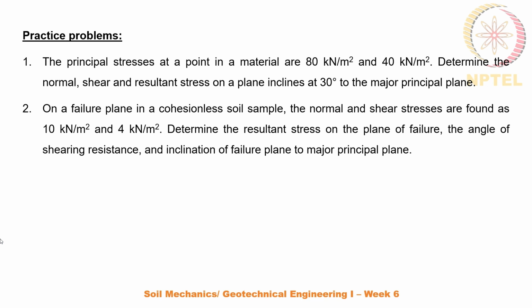Question number 2. On a failure plane in a cohesionless soil sample, the normal and shear stresses are found as 10 kilonewton per meter square and 4 kilonewton per meter square. Determine the resultant stress on the plane of failure, the angle of shearing resistance, and inclination of failure plane to the major principal plane.